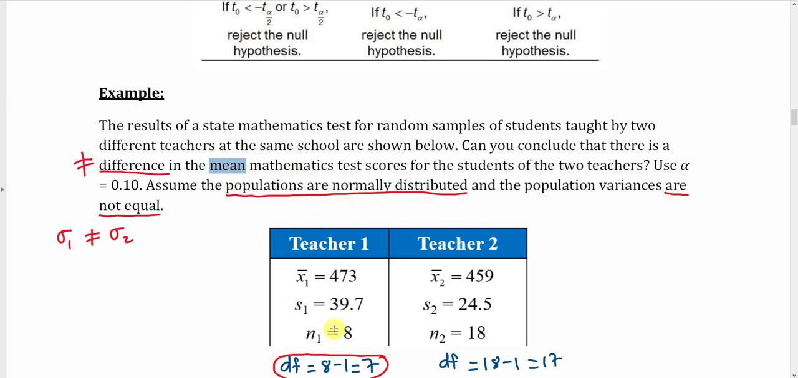Sample 1 is from teacher 1, sorry, population 1 is teacher 1's class, and population 2 is teacher 2's class. Can you conclude that there's a difference between the means of the test scores for the students of the 2 teachers? In this case, we use the level of significance alpha equals 0.10, assuming that the populations are normally distributed and the population variances are not equal.